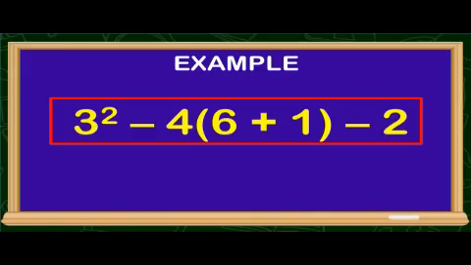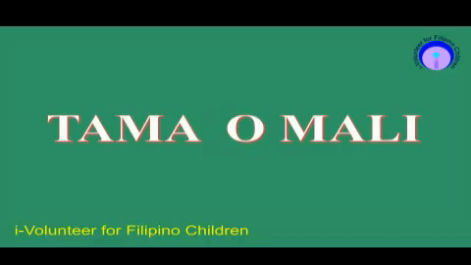3 squared minus 4 times 6 plus 1 minus 2. 6 plus 1 is equal to 7. And 3 squared is equal to 9. So now it became 9 minus 4 times 7 minus 2. 4 times 7 is equal to 28. So 9 minus 28 minus 2 is equal to 21. Tama o mali?